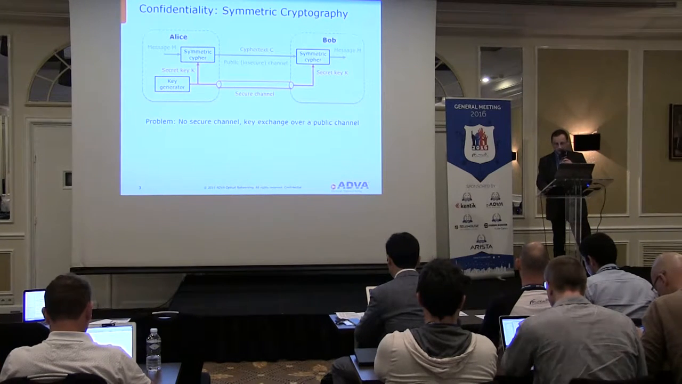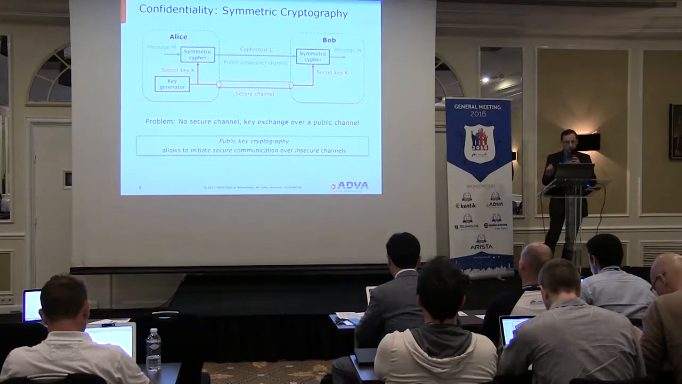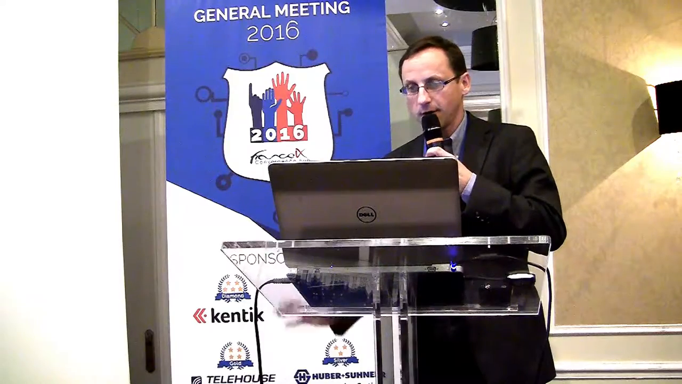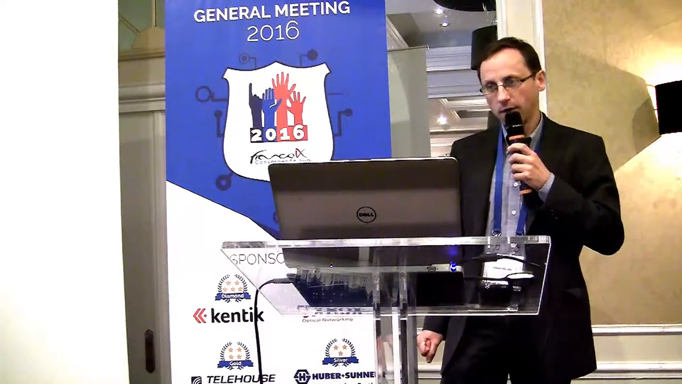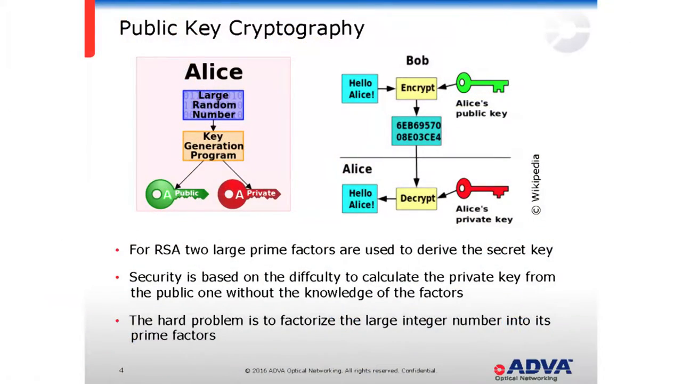But what we actually want to do in practice is transmit the key over a secure channel, and for solving this problem, there is a very ingenious way to do it, and that's called public key cryptography. Public key cryptography allows to initiate secure communication over an insecure channel. How does that work? Here are two pictures explaining it. If Alice wants that Bob can send her a secret message, she is generating two keys from a large random number. So she's generating a public key and a private key. And she is transmitting the public key to Bob. Then Bob is using the public key to encrypt his information, sends it over to Alice, and Alice is able, with her private key, to decrypt the information and see the message.